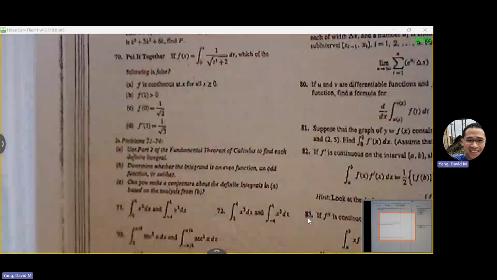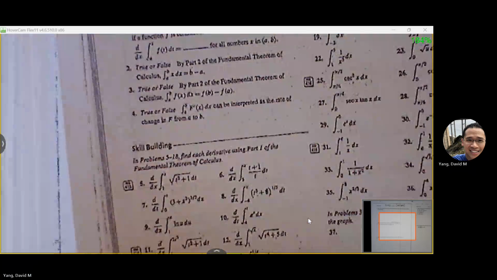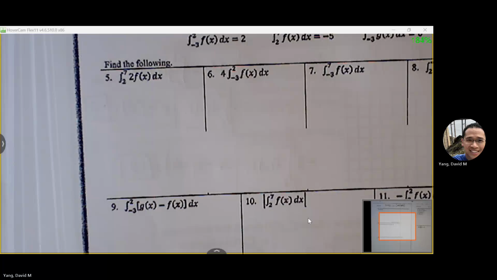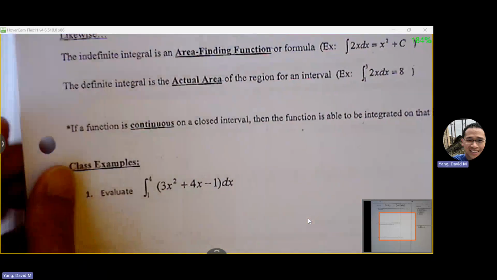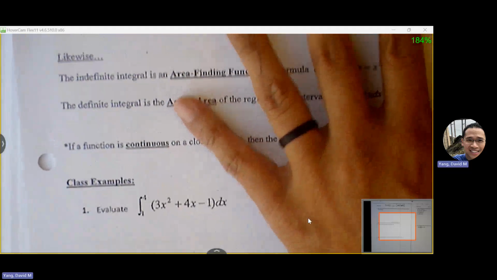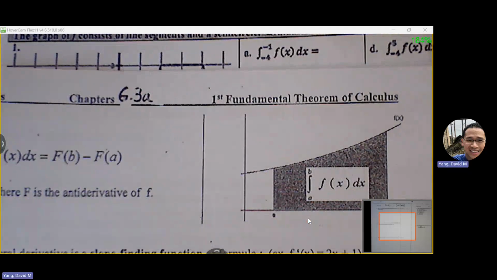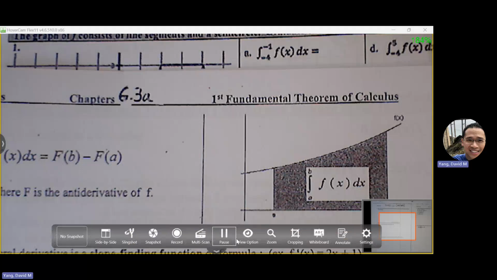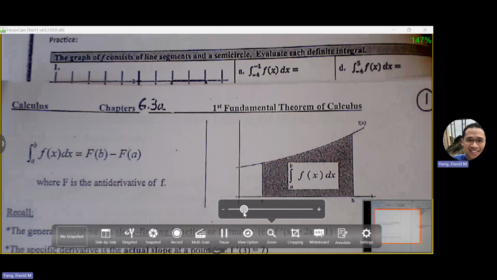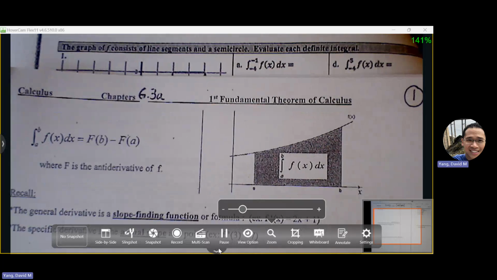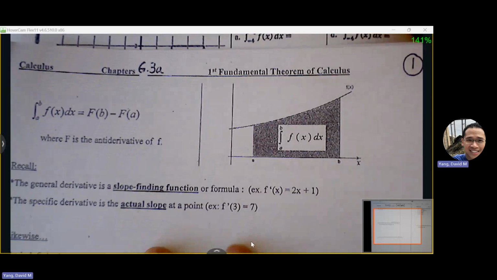Let's move on to something else. Sorry, wasn't able to incorporate this into your packet. So let's do the packet. Yeah, the other semi packet that you picked up yesterday. It's supposed to be in this region here. I didn't get a chance to put it inside the packet.